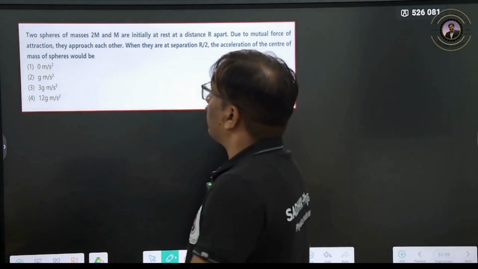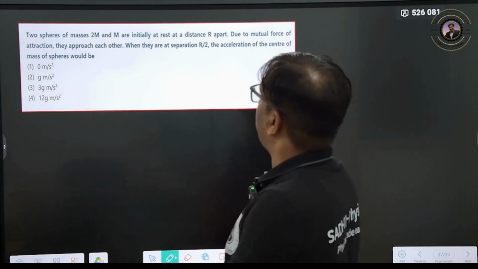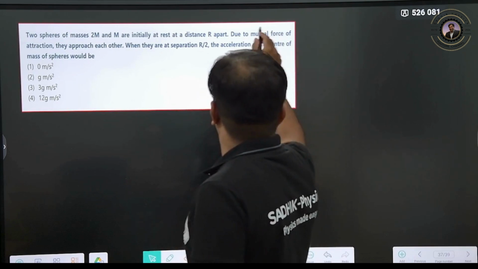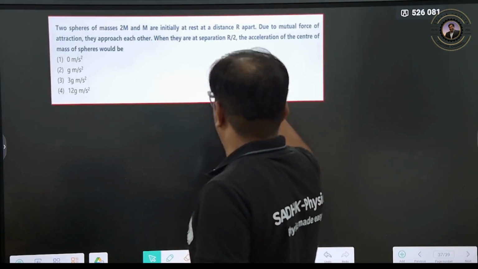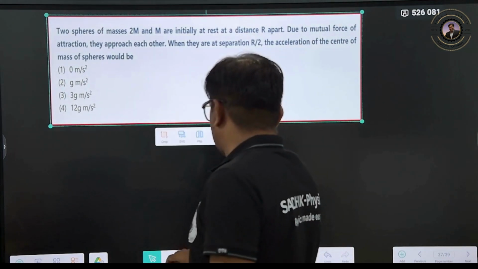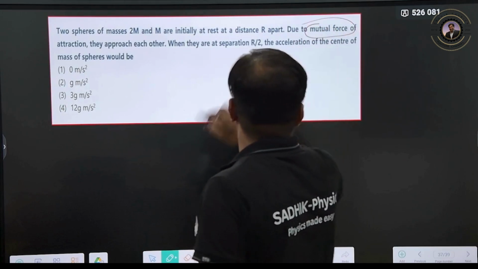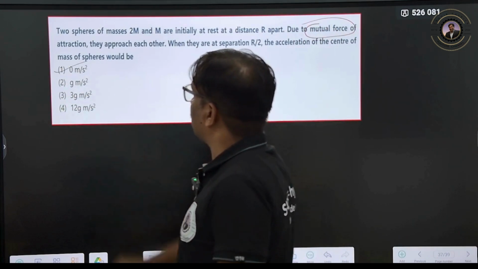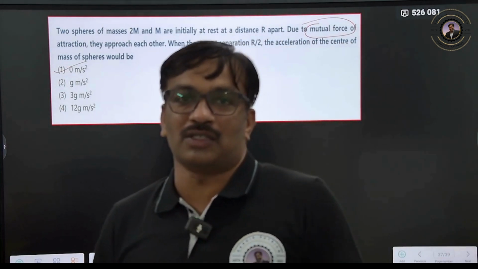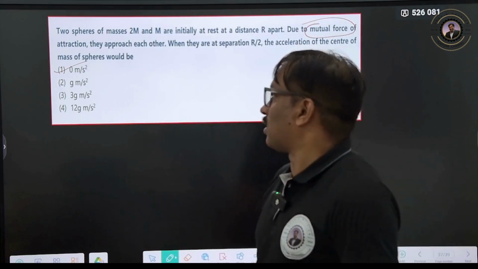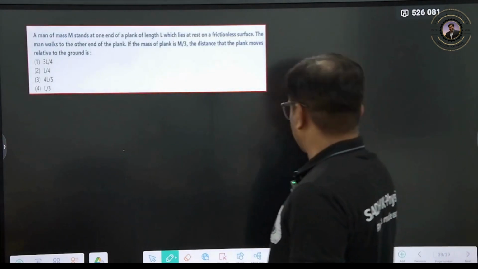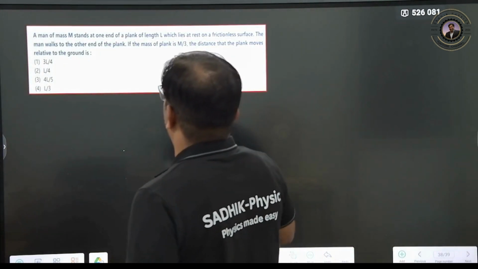Now, two spheres of mass m and 2m are initially at rest. Due to mutual forces between them, the acceleration of the center of mass will be zero, since the velocity is 0 and the acceleration will also be 0. No need to think anything more about this. Clear?